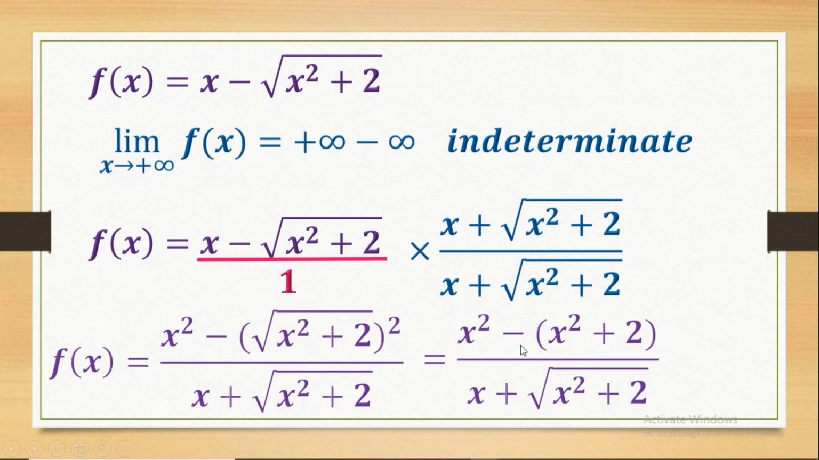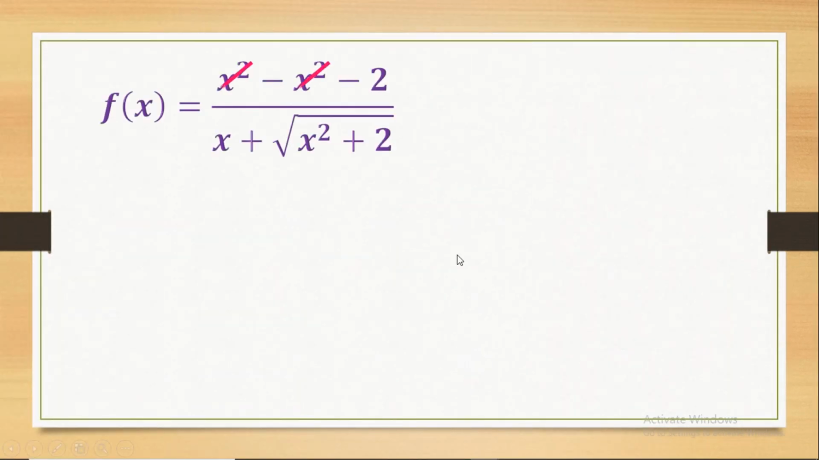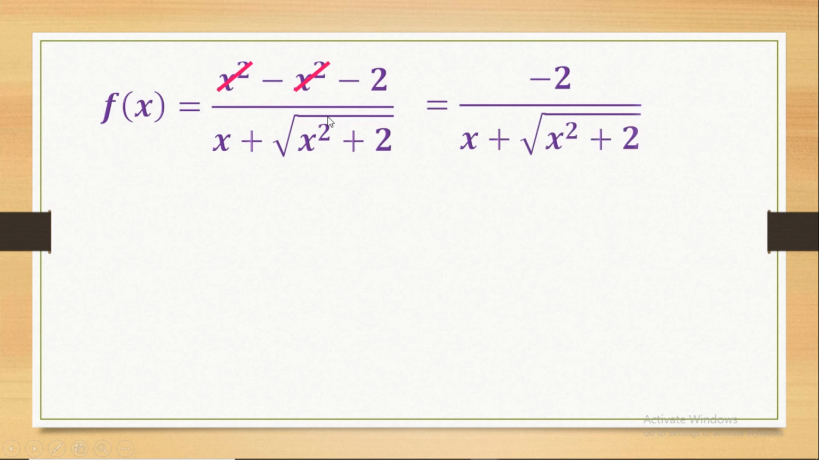Well, now we multiply all by minus. Then f of x is equal to x squared minus x squared minus 2, over sure x plus radical x squared plus 2. Note that x squared minus x squared is cancelled. So f of x is equal to minus 2 over x plus radical x squared plus 2.